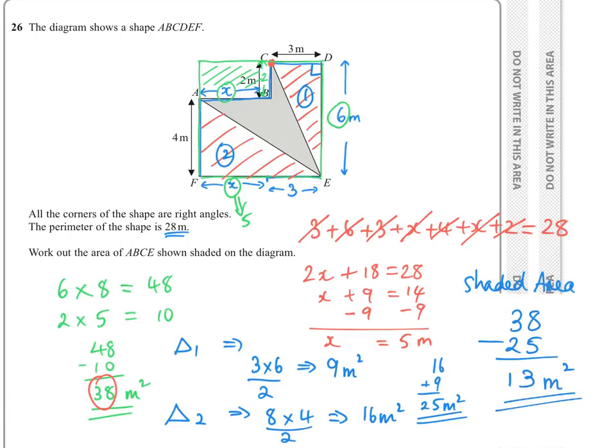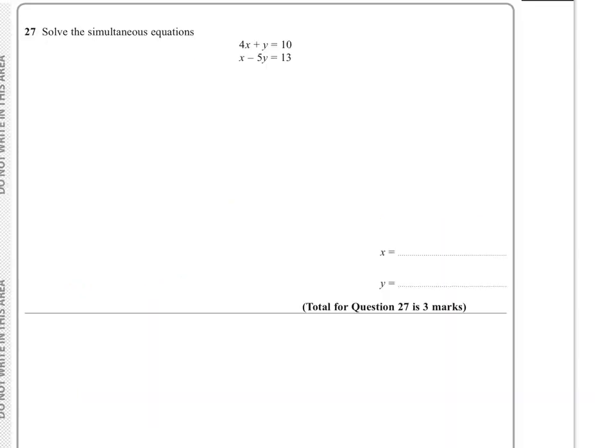Now if you want to look at another explanation for this question, then you can look at how I did it for the higher paper, because this question appeared on both papers.